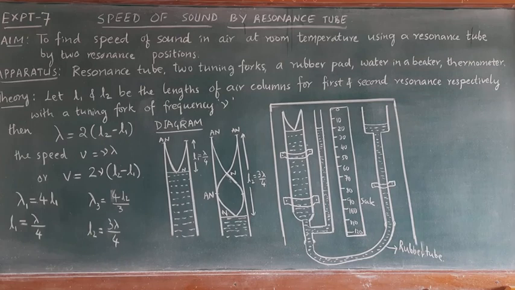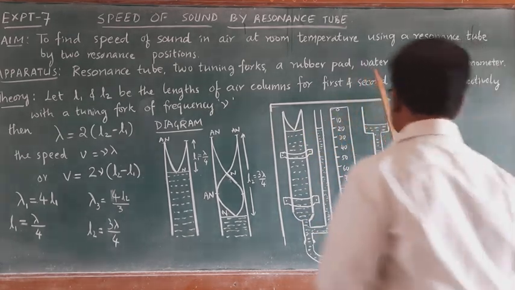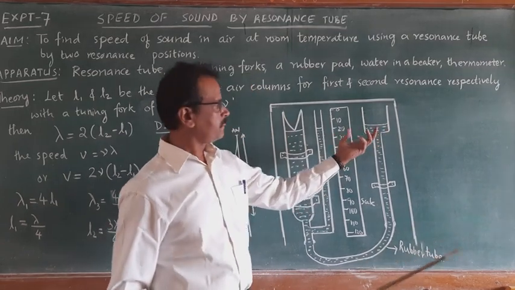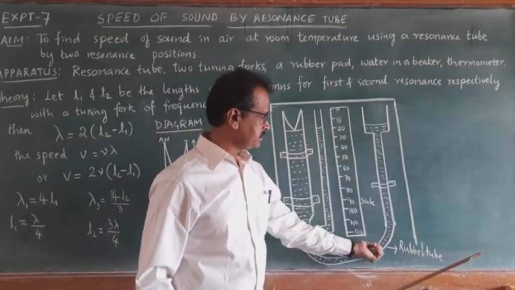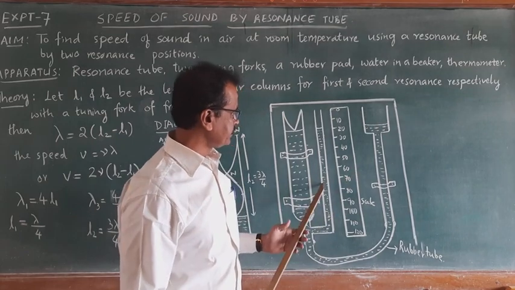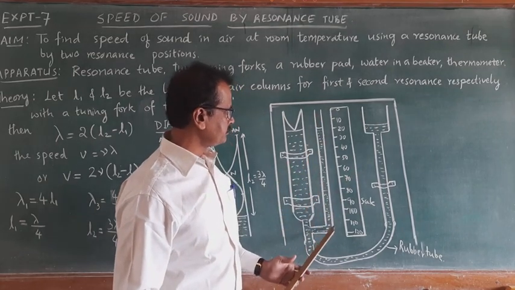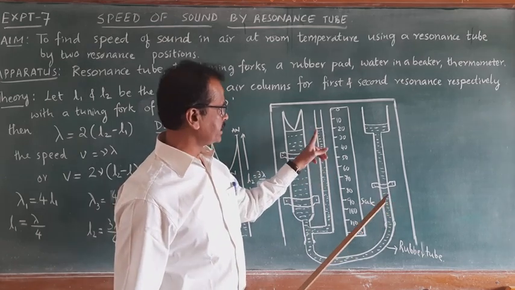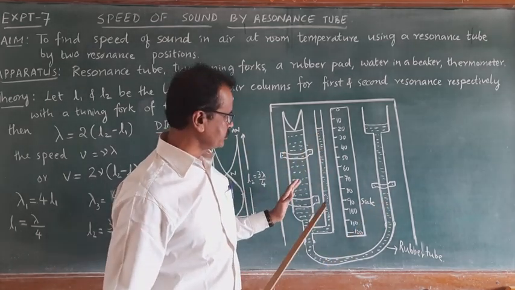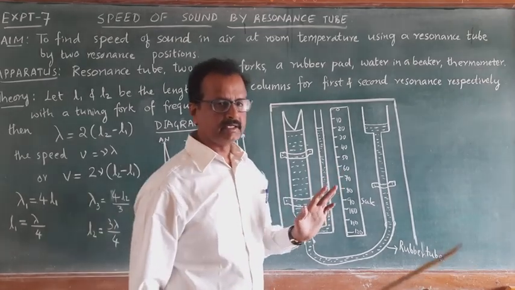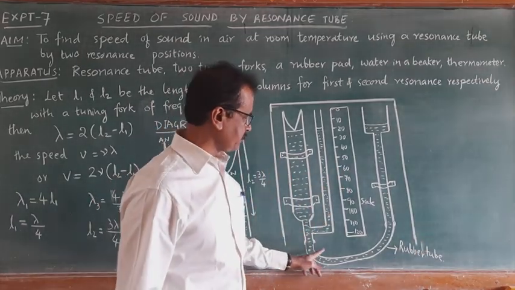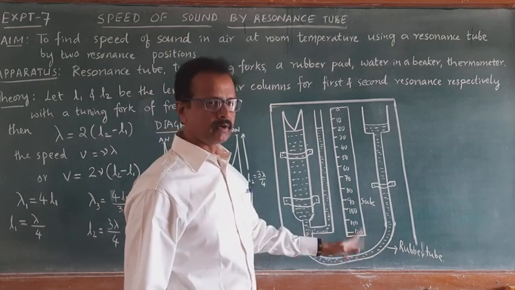I have drawn the schematic diagram of the apparatus, that is resonance tube. It has got two tubes. One is the long tube, which is a steel tube. Another one is a wider one which is connected with a rubber tube. And in between there is one more thin plastic tube, in which we can see the water level. All these three tubes are connected at the bottom.